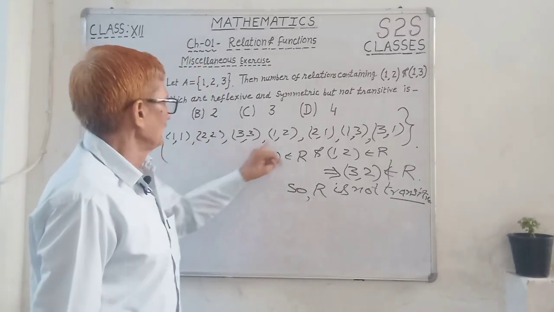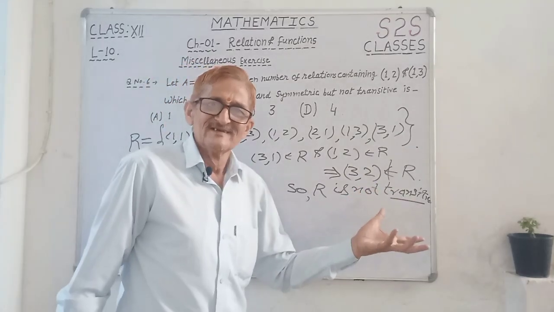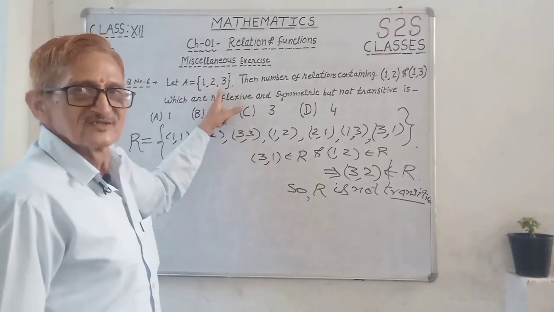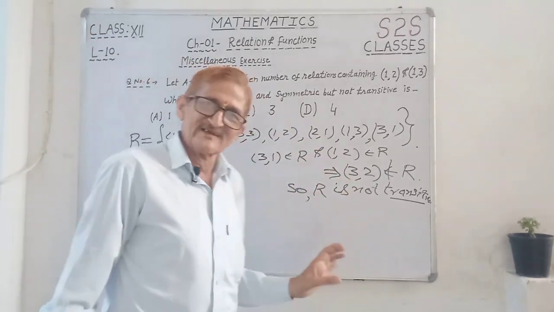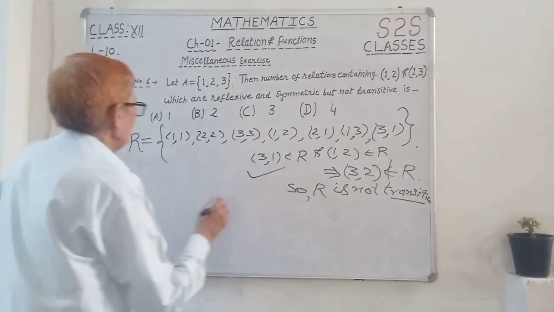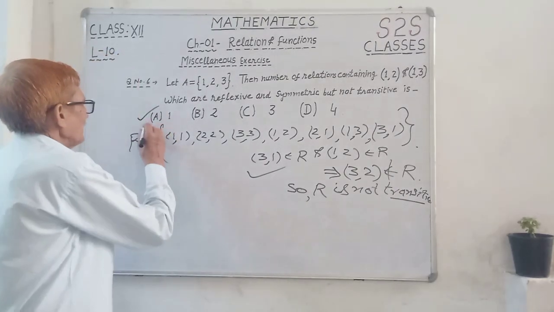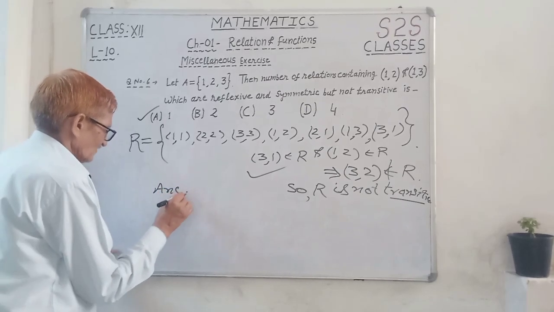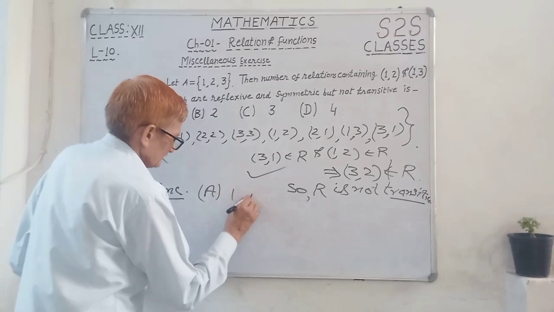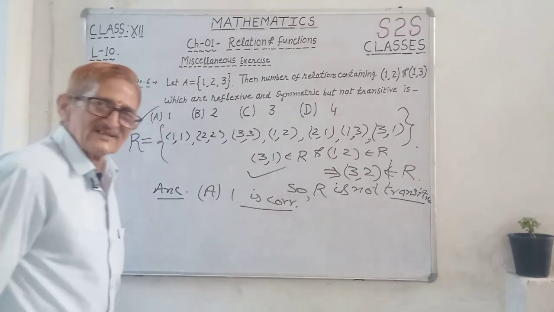So you see 1, 2, 3, 4, 5, 6, 7 and 2 more will come: (3, 2) and (2, 3). Then there are a total of 9 ordered pairs, because 3 elements on 3 elements, 3 times 3 is 9. So the relation has 9 ordered pairs. Okay, so only one such relation is possible. So the answer is option A, only one, option 1 is correct. Okay, clear this? Now next question.